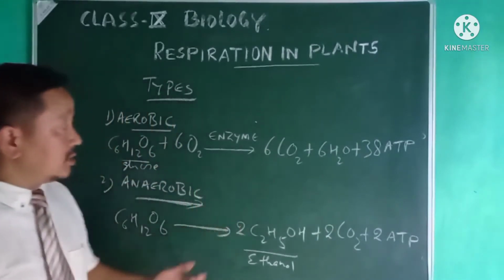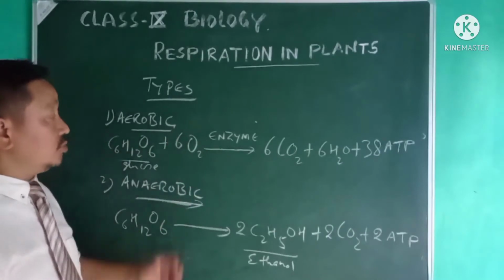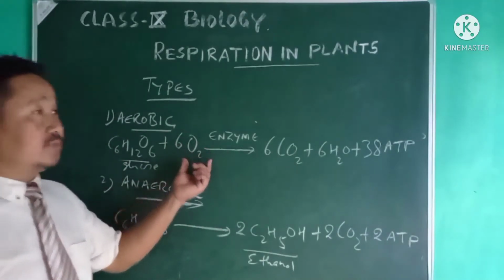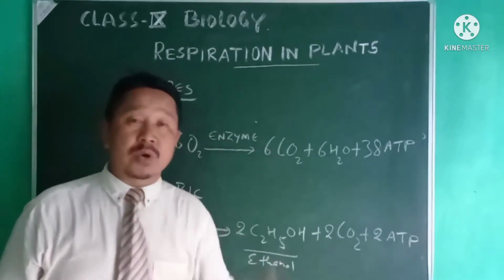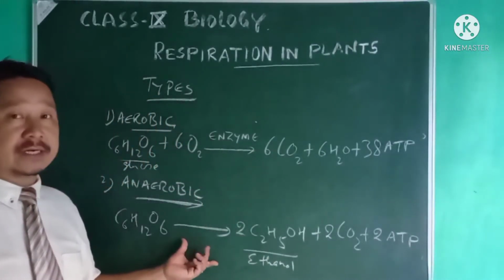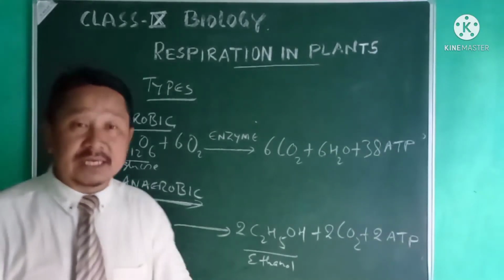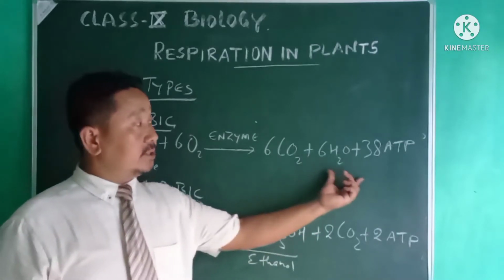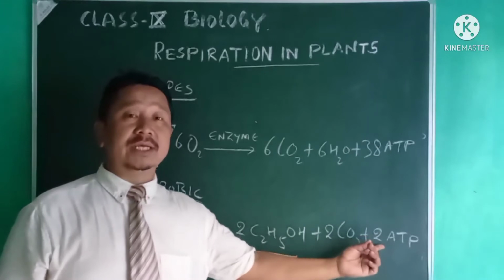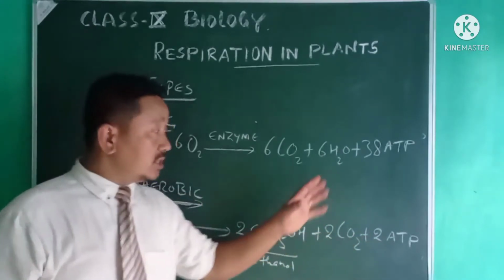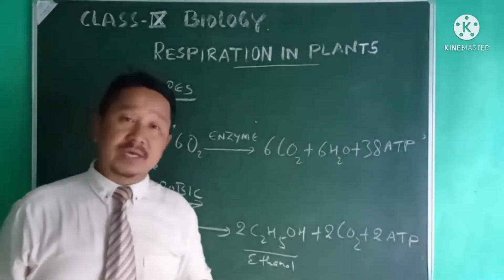Another point of difference between these two is that in aerobic respiration complete breakdown of glucose takes place, that means glucose will be completely broken down, whereas here the glucose is incompletely broken down. So here a huge amount of energy is produced, 38 ATP, whereas here only 2 ATP. These are some points of difference between aerobic respiration and anaerobic respiration.